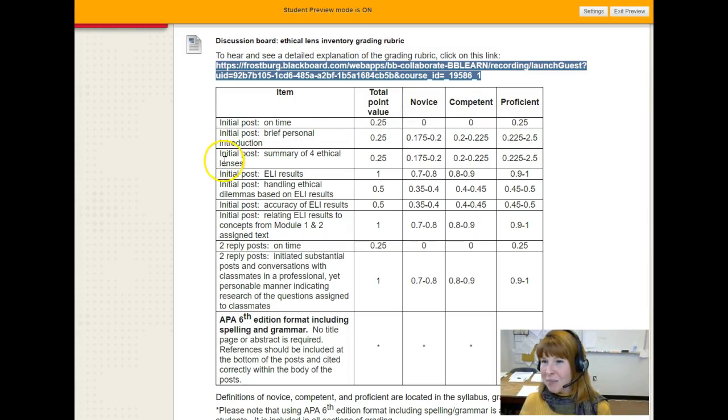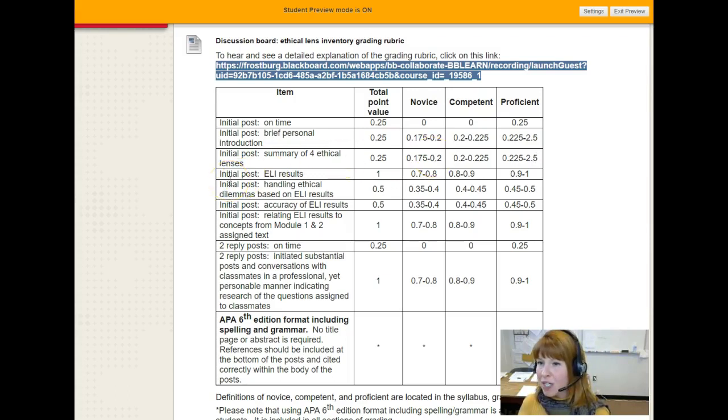Okay, the next element of your initial post needs to have a summary of 4 ethical lenses, a summary. I don't want to see an 8-sentence paragraph on each of the ethical lenses because each of you is going to provide an initial post. So I want to make sure in that brief summary that you understand what those lenses are and how they operate, basically. Again, this is incorrect. This is worth 0.25 points, and I apologize for this error. I will clean that up.